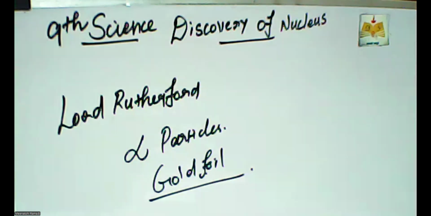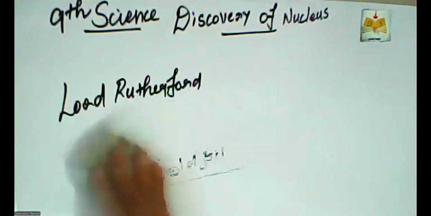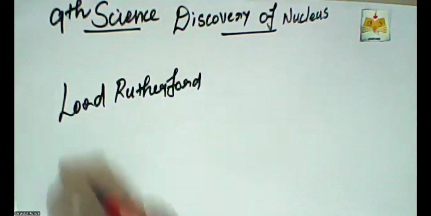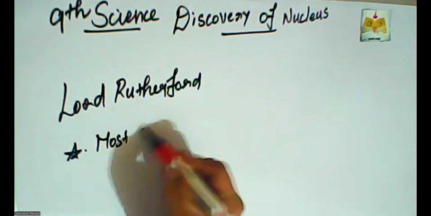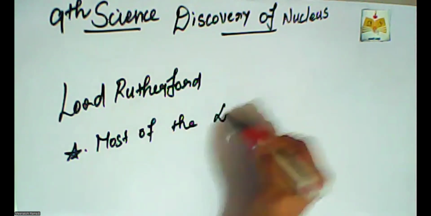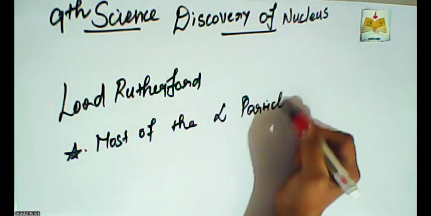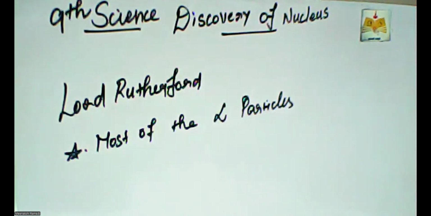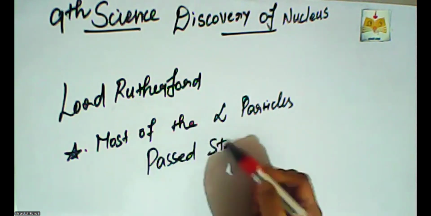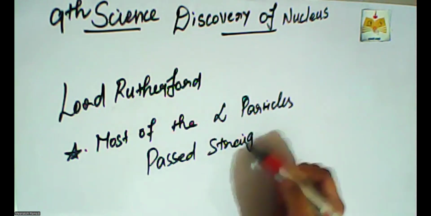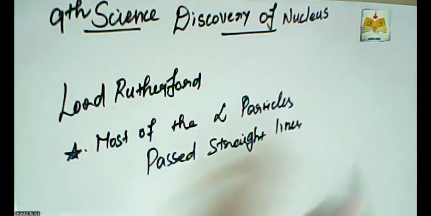So what are the details of that experiment? He sent the alpha particles to the gold foil. The first point is that most of the alpha particles pass in a straight line only, straight through the foil. This is the first observation of his experiment.